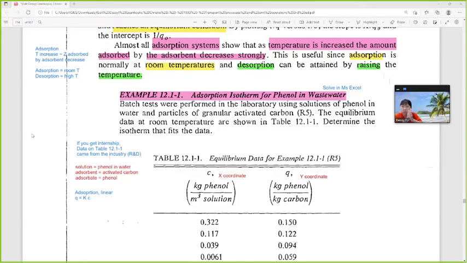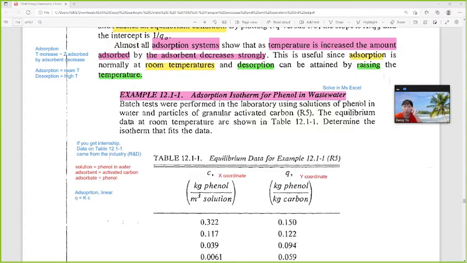Okay, we continue the discussion about the adsorption process with example 12.1.1, adsorption isotherm for phenol in wastewater. This is a way to better understand the concept of the adsorption process. Here, batch tests were performed in the laboratory using a solution of phenol in water and particles of granular activated carbon.